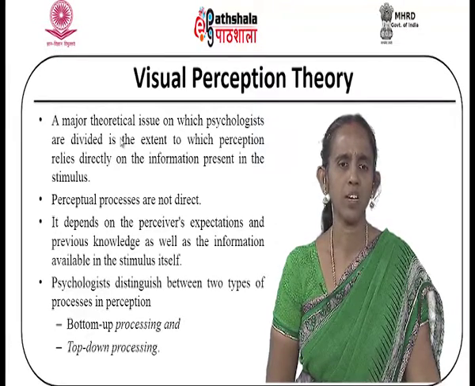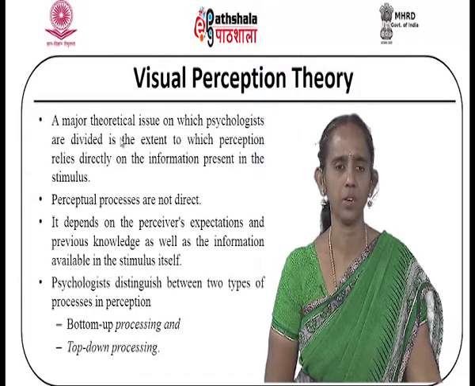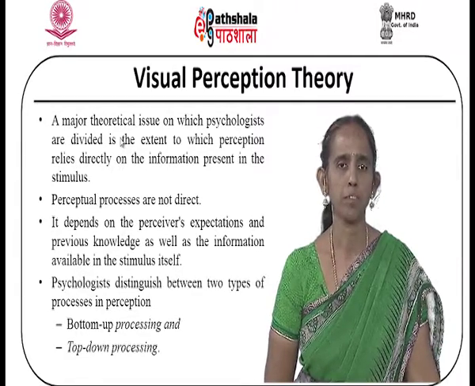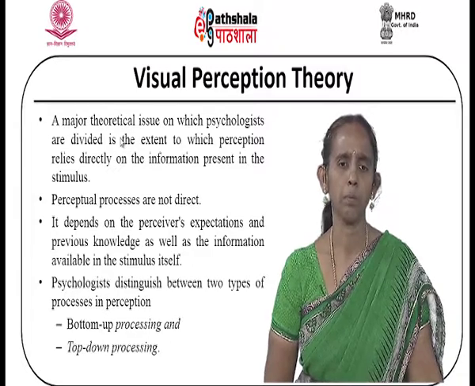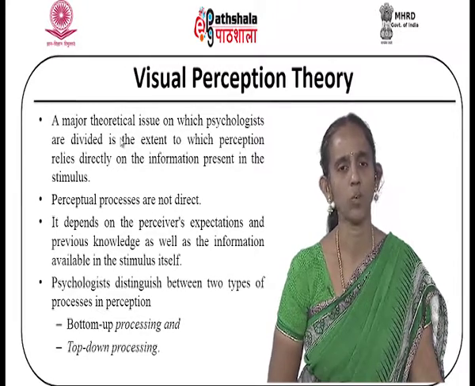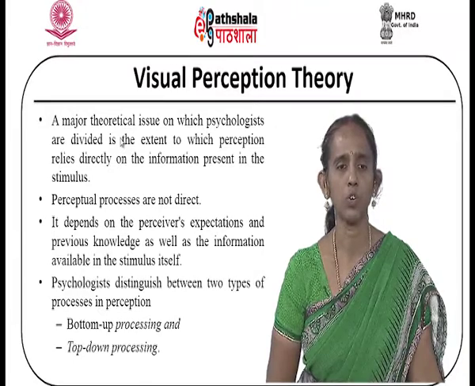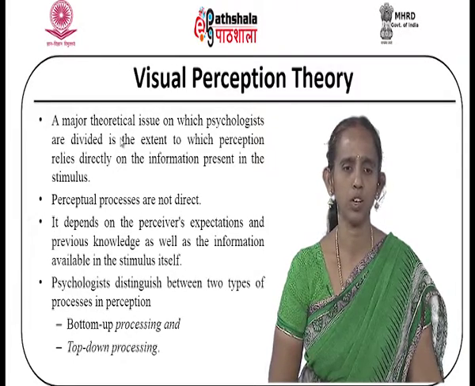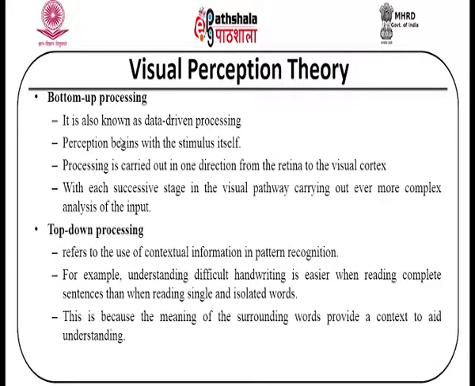A major theoretical issue on which the psychologists are divided is the extent to which the perception relies directly on the information present in the stimulus. Perceptual processes are not always direct. It depends on the perceiver's expectation and the previous knowledge as well as the information that is available in the stimulus as such. Psychologists distinguish between two types of processes in perception, namely the bottom-up processing and the top-down processing. Let us have a look at both these processing approaches in detail.